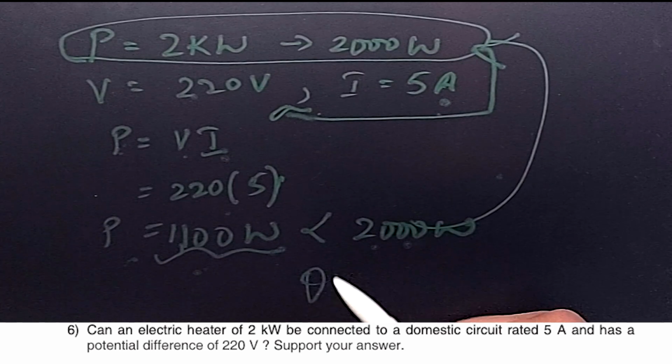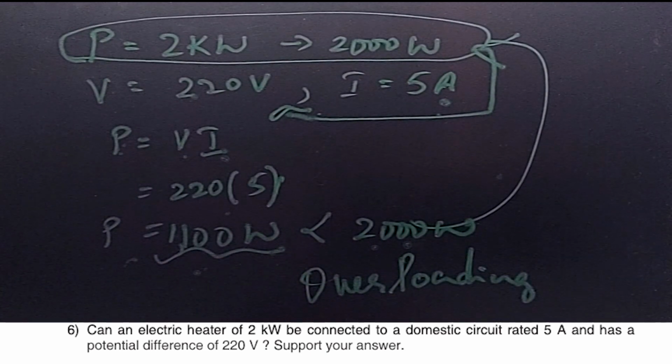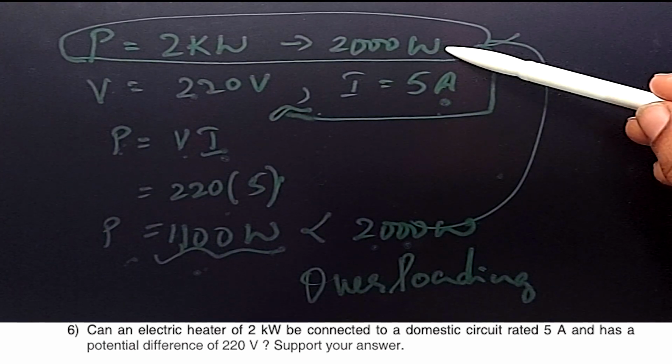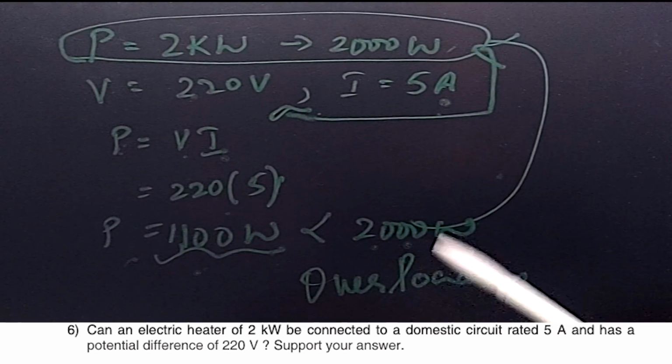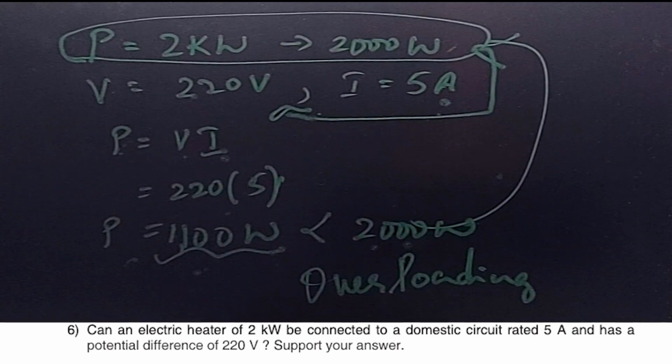It will result in overloading. Hence, an electric heater with the power of 2000 watt cannot operate in this voltage and current conditions for the given value.